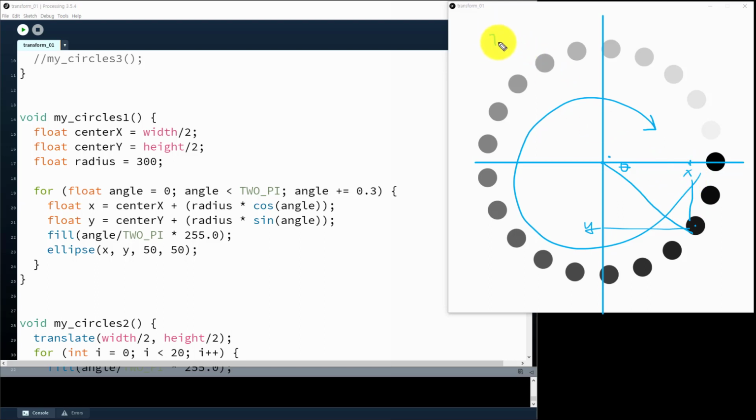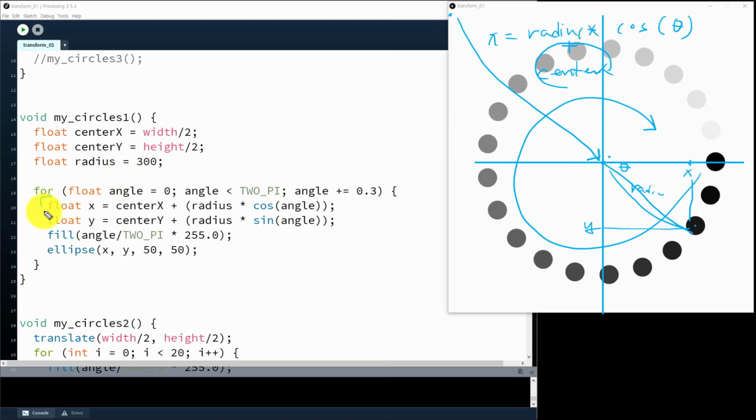So what's the x? X should be this radius, right? X should be radius times cosine theta. In this case, the center should be 0, 0, so you have to add the center x. In mathematics, the center is the center of the canvas, but in Processing, the top left corner is 0, 0. So you have to translate from here to there by adding the center x.